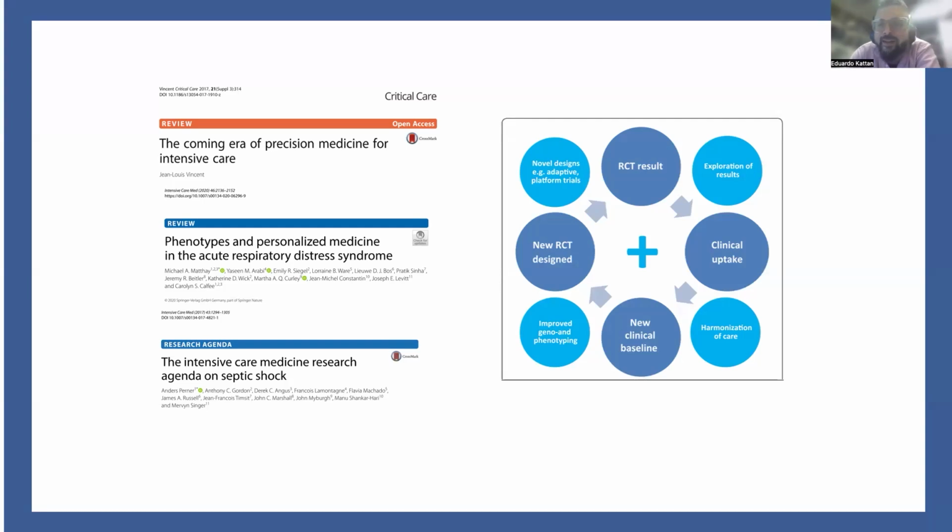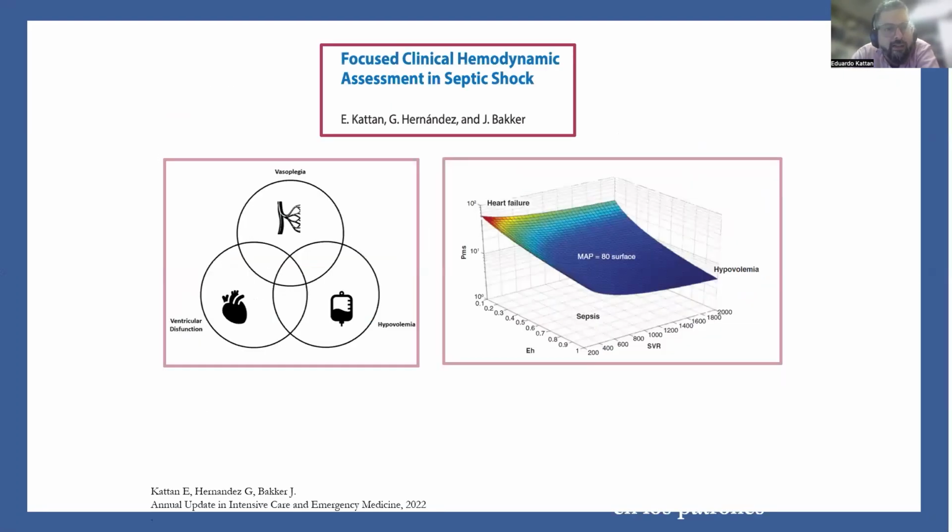And this is where personalization and trying to phenotype came with a big punch into the literature, and we see all these opinion leaders trying to shift away from a one-size-fits-all approach to a personalized resuscitation strategy. And this is what we were trying to bring into this concept, that patients in septic shock are not only vasoplegic, they have different components of hypovolemia, ventricular dysfunction, and vasoplegia.